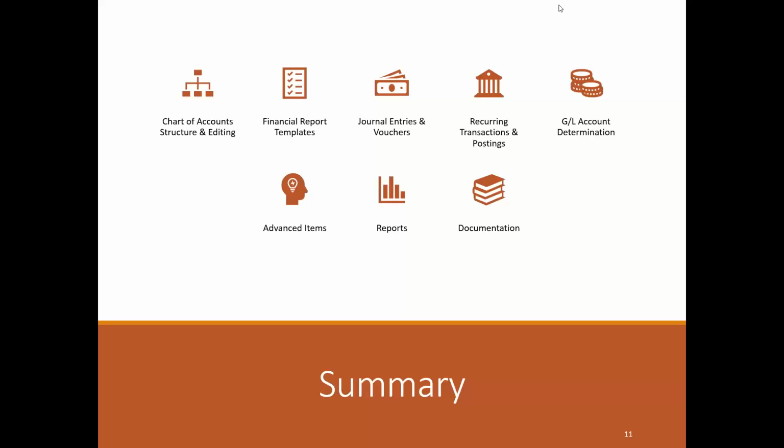Perfect. So I'll go ahead and wrap it up. Just in summary, we covered our chart of accounts today, structure, editing, and how you're able to adjust that for different reporting needs, our journal entries, and then what our journal entry drafts are, which are called our vouchers. We looked at different ways to automate journal entries and transactions through our recurring transactions and postings. Different options for GL account determination and advanced GL account determination. Quickly reviewed our advanced items like budget, fixed assets, and cost accounting. Went through some important reports as they relate to finance, and then our documentation.